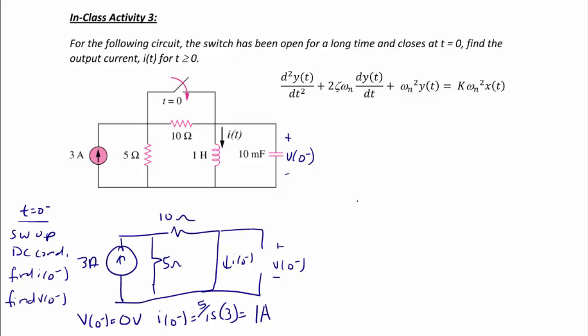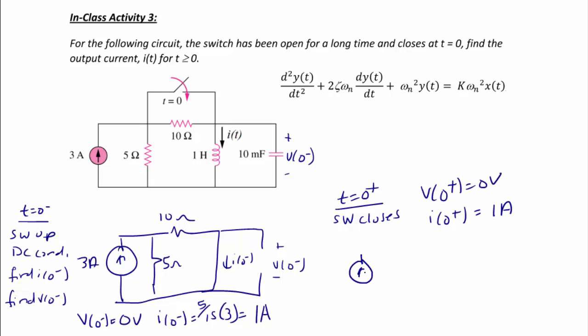Now let's analyze the circuit at t equals 0 plus in order to derive the second order differential equation. So now the switch is closed, which means we've shorted out the 10 ohm resistor and we have a parallel RLC circuit. And remember, since voltage is continuous, V of 0 plus is still 0 volts and I of 0 plus is still 1 amp. So I have the 3 amp current source in parallel with the 5 ohm resistor, in parallel with the 1 Henry inductor, and in parallel with the 10 millifarad capacitor.